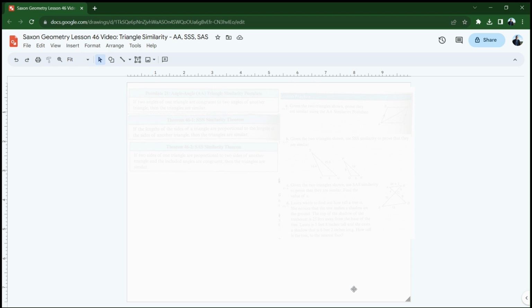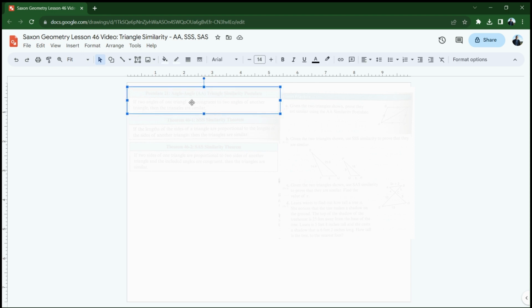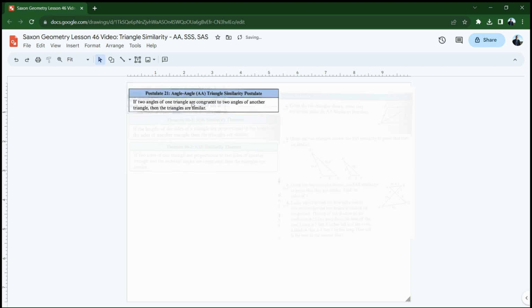Another thing about similar triangles: the angles of similar triangles are congruent, just like the corresponding angles of similar polygons are congruent. That we learned in a previous lesson. Now, how can we prove that triangles are similar? Well, in this lesson, we're going to learn a few postulates and theorems that can prove triangles are similar. And the first is the angle-angle theorem.